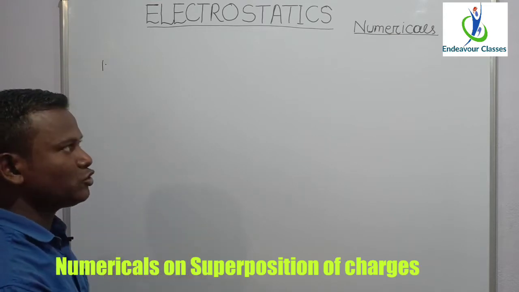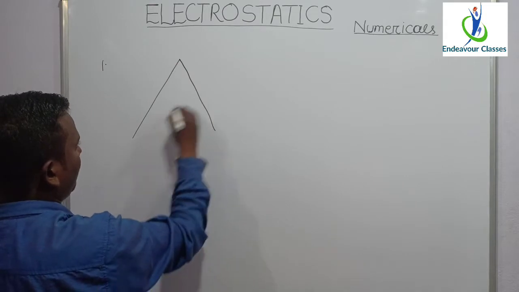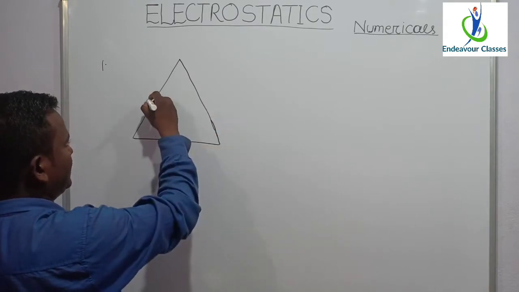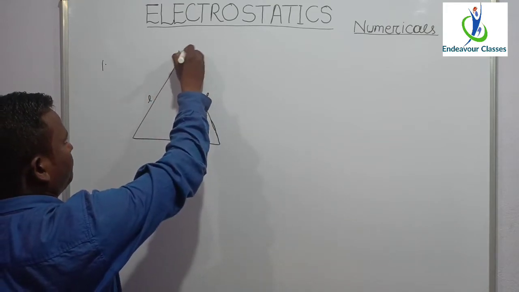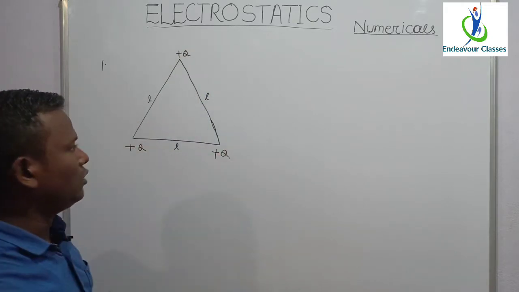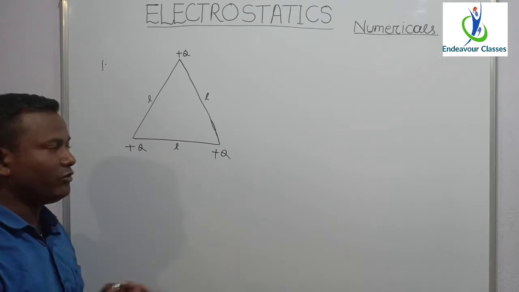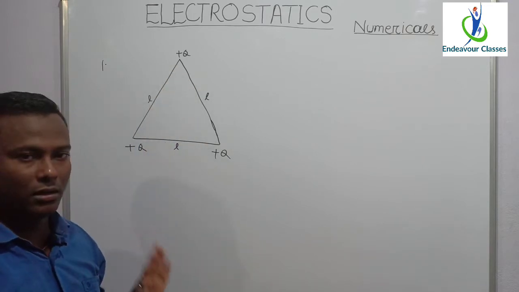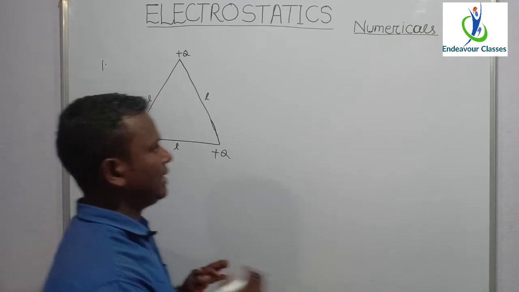So consider these two geometrical arrangements. In the first case, we have an equilateral triangle, each side of length L, and we have three equal charges of magnitude plus Q located at the three vertices of this equilateral triangle, and we have to find out the net force on any one charged particle located at any one corner due to the other two charges.